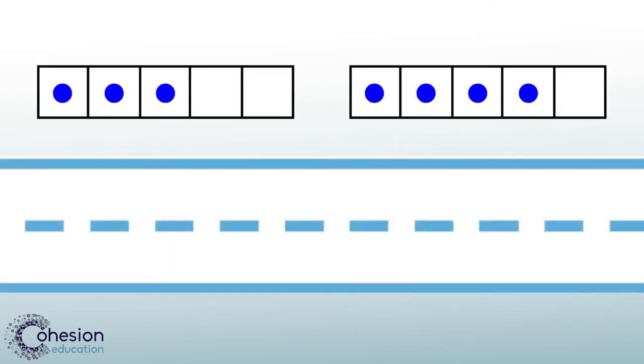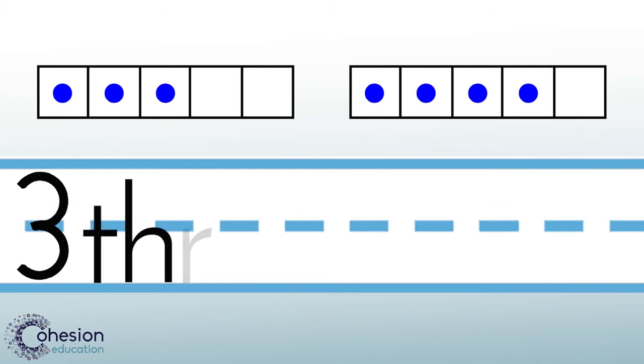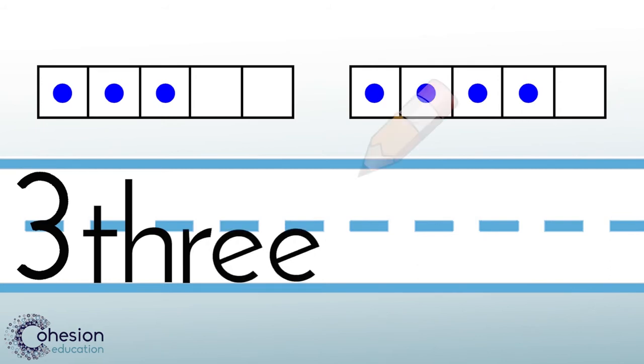Now let's take a look at how to write the numbers 3 and 4. To write the number 3, start with your pencil at the top and make a curve up and around, touching the middle line. Then make another curve at the bottom. Now let's write the number word 3. The number word 3 is spelled T-H-R-E-E.